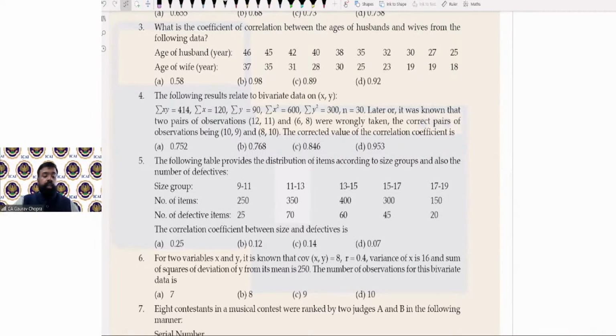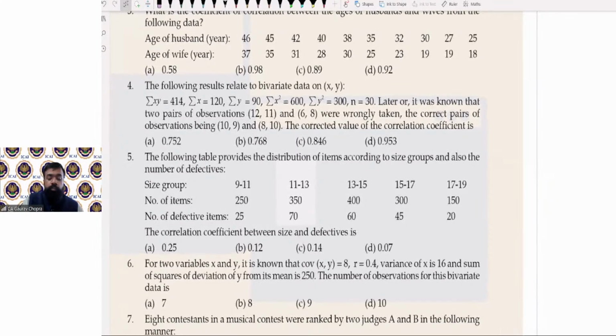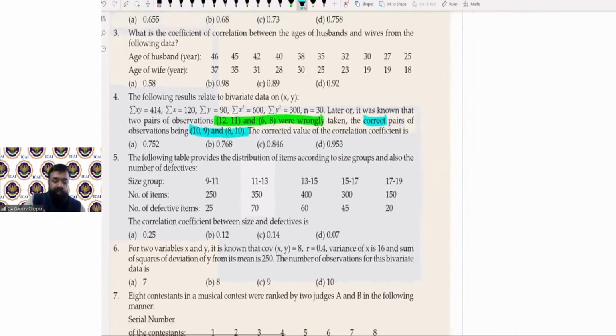The following result relates to bivariate data on X and Y. Later on it was discovered that 2 pairs of observations were wrongly taken, and the correct pairs of observations are given. This green one is wrong and the blue one is correct. Now you have to do the correction and find the correct correlation coefficient.